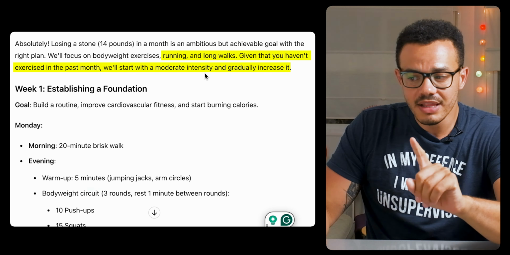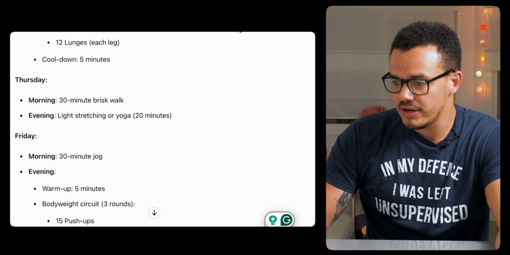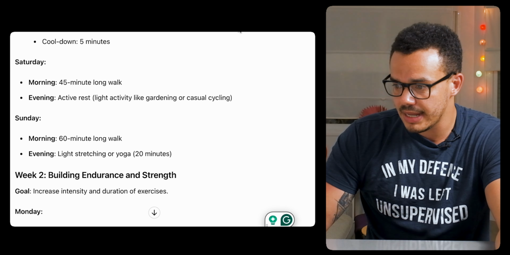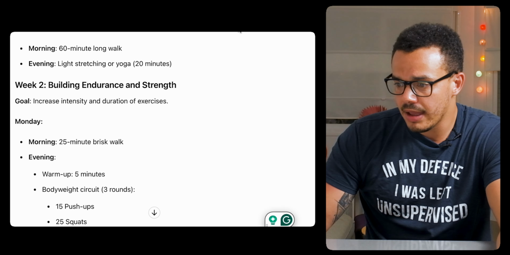So straight away, the fact it's realized I haven't done it over a month is not just dropping me straight in the deep end, it's doing a build-up format. Start moderate and build up the intensity over the weeks. I like the fact it's already interpreted that and picked out the information. Again, pause the video, read through it, but this is a very detailed layout. And then, yeah, I just like the way.